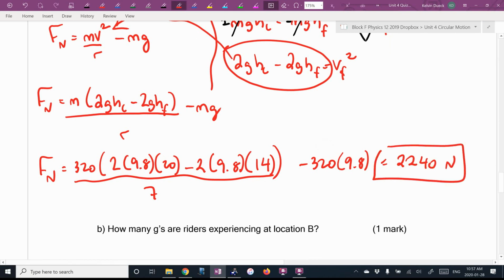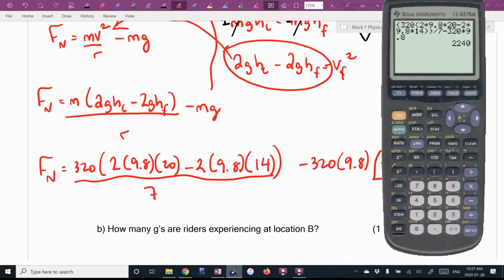I think I did this earlier, and that's the answer I recall as well, using the shortcut method of just saying, why don't I let the height be 6 meters, let the final height be 0, because it's a lot less writing. See, I did this. Bracket 320 times 2 times 9.8 times 6, close bracket, divided by 7, minus 320 times 9.8. And lo and behold, you get the same answer with a lot less typing.